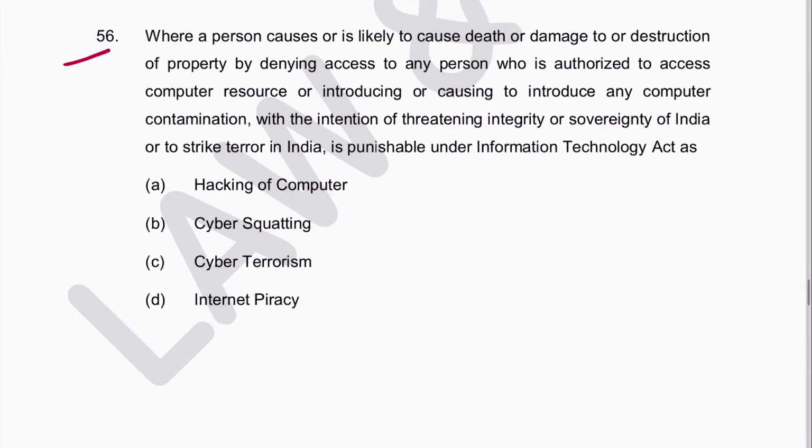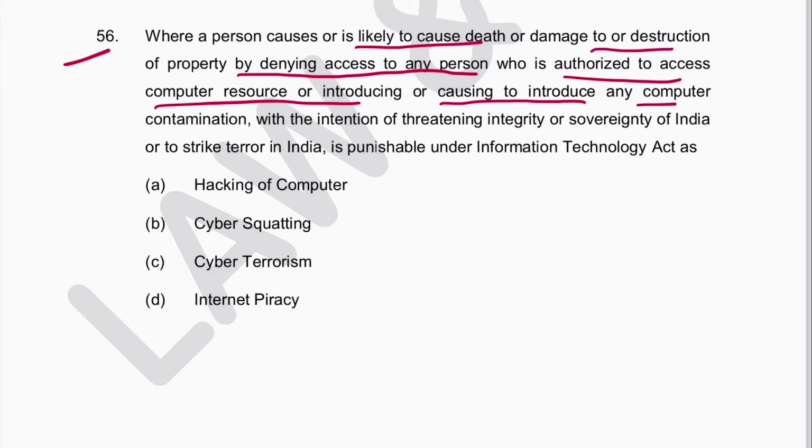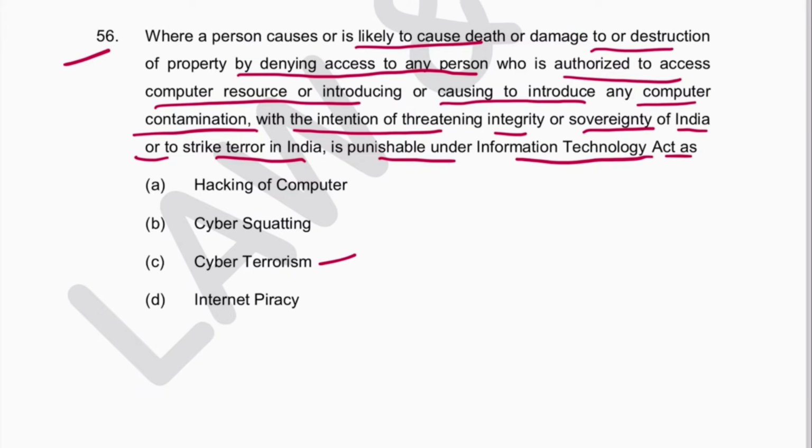Next, 56. Where a person causes or is likely to cause death or damage to or destruction of any property by denying access to any person authorized to access a computer resource, or by introducing or causing to introduce any computer contaminant with the intention of threatening the integrity or sovereignty of India or to strike terror in India, it is punishable under the IT Act as cyber terrorism. C is the answer. Mentioned in Section 66F of the IT Act.